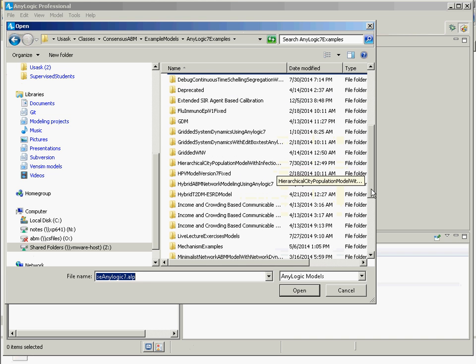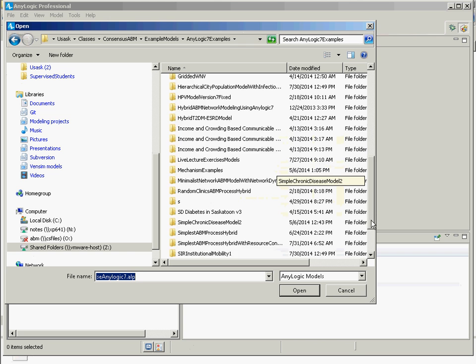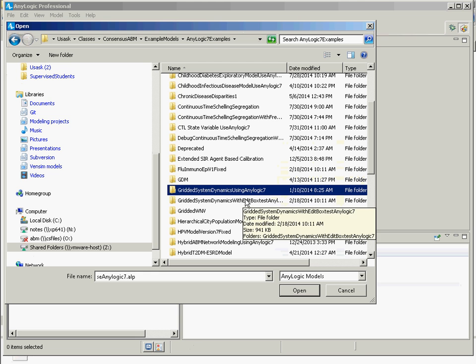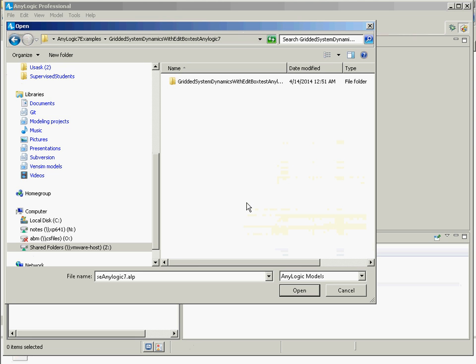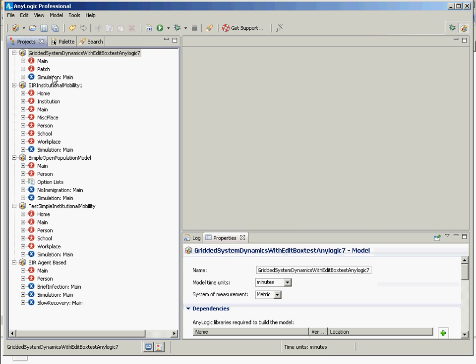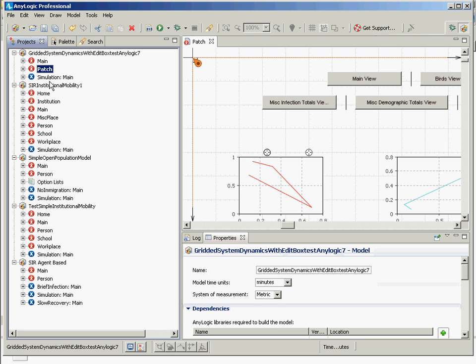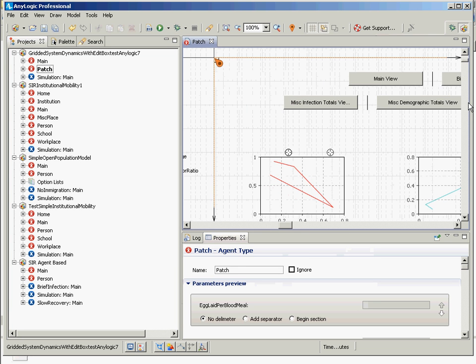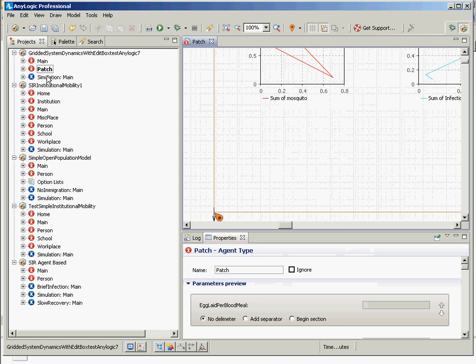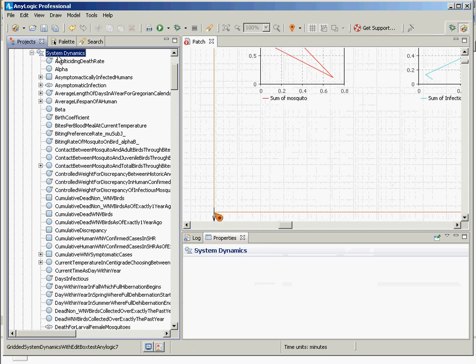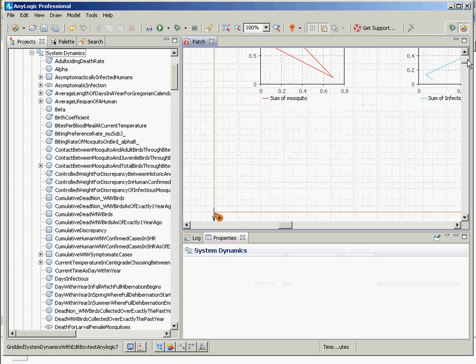Let's go look at the gridded system dynamics model, gridded system dynamics with edit box. I think this is the appropriate one, the two with very similar names. The idea here is very similar, ladies and gentlemen, in the sense that we have agents, and each of the agents is described with system dynamics. So if we go here and go to system dynamics, oh, okay, sorry, this is the wrong one, but it'll do.